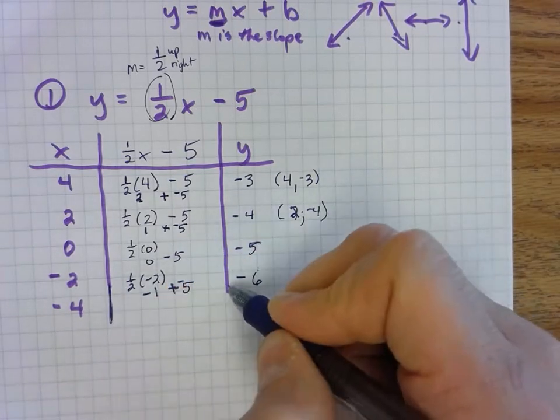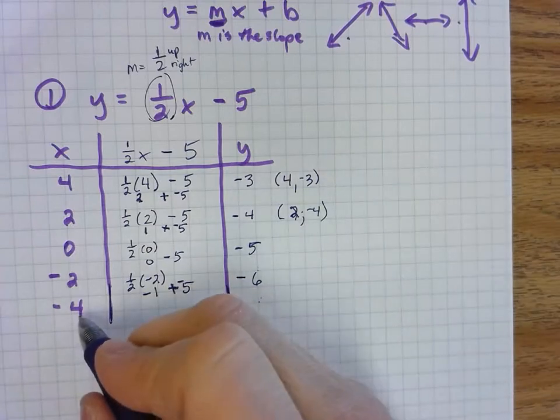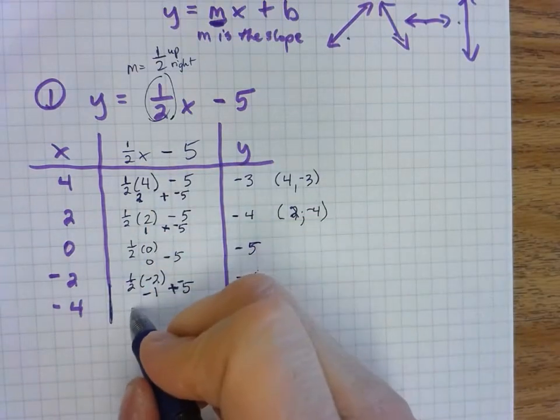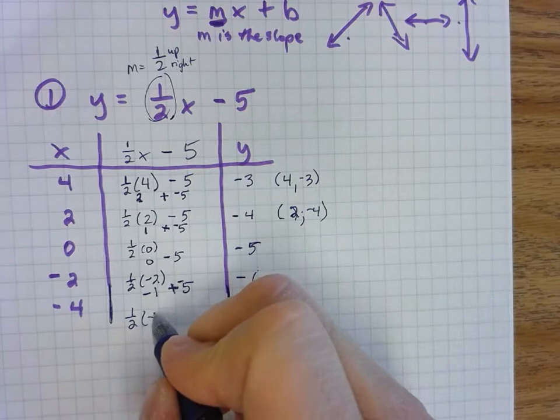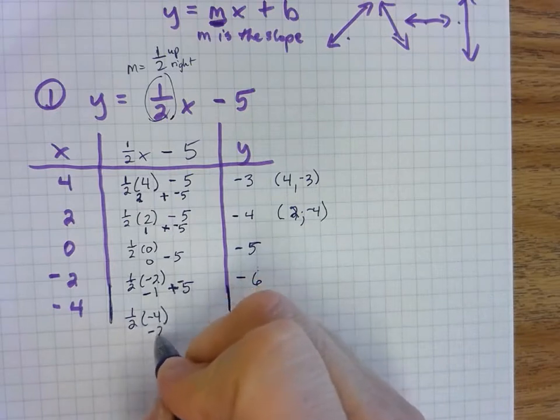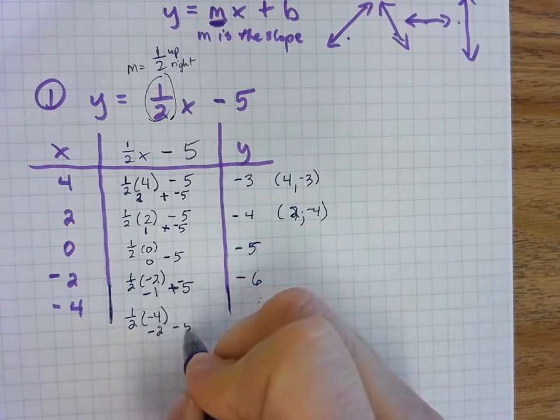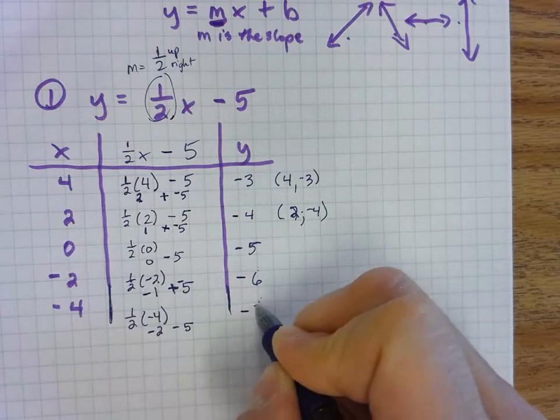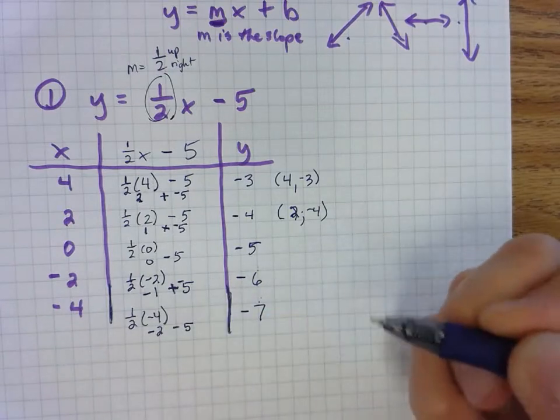Alright, and we'll finish it out down here. Put negative 4 in there, so half of negative 4 is negative 2. Negative 2 minus 5, of course, is negative 7, and you probably already knew that.